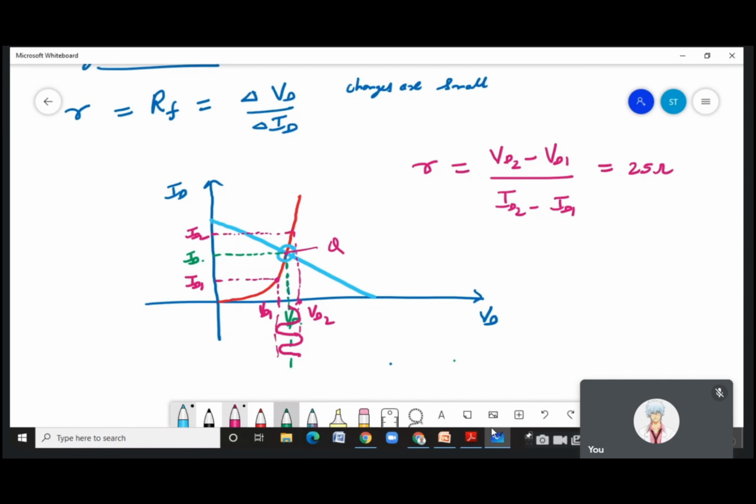So I'm trying to draw a slope like this. If I extend this slope, it is going to look like this, and I intersect it with the x-axis. So when I say that the dynamic resistance is 25 ohms, it means the diode will be modeled like a straight line. Now I will be looking at the characteristic of the diode not as an exponentially varying characteristic, but as a straight line. Any questions here?